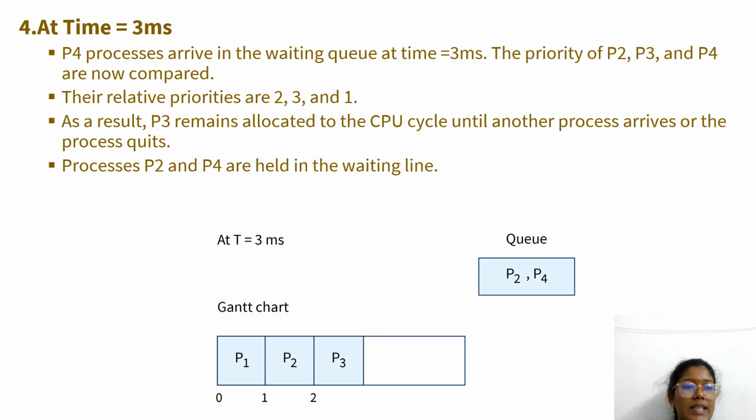At time t equals 3 milliseconds, the P4 process arrives in the waiting queue. The priorities of P2, P3 and P4 are now compared. Their relative priorities are 2, 3 and 1. As a result, P3 remains allocated to the CPU until another process arrives or the process quits. Processes P2 and P4 are held in the waiting line.